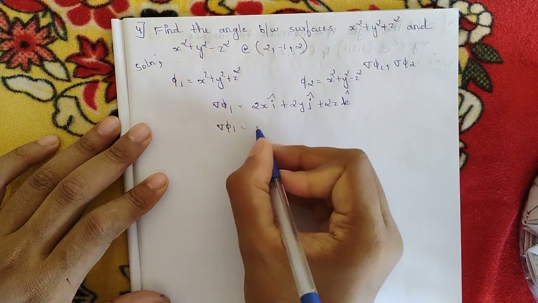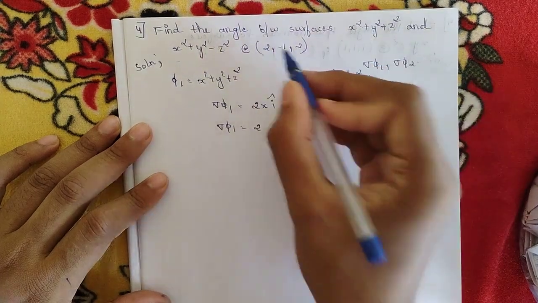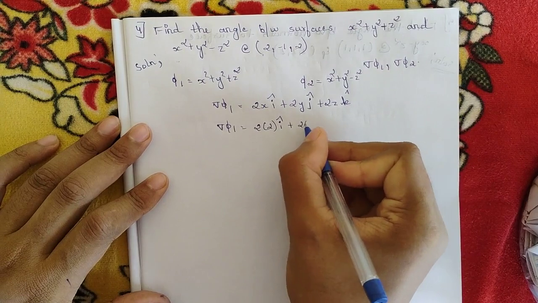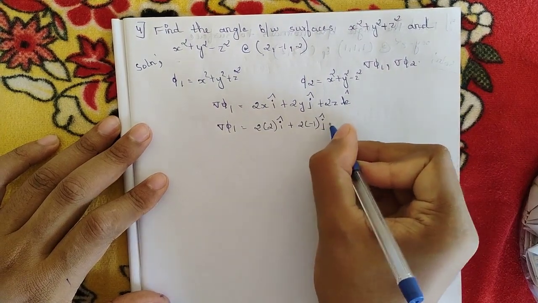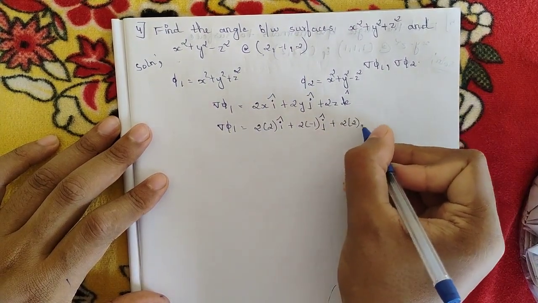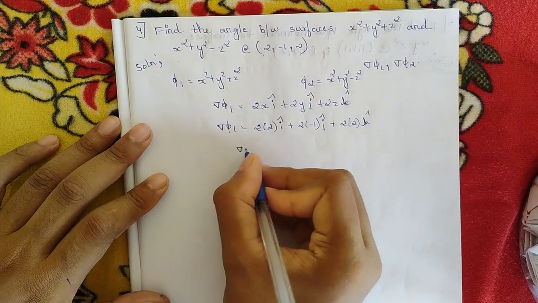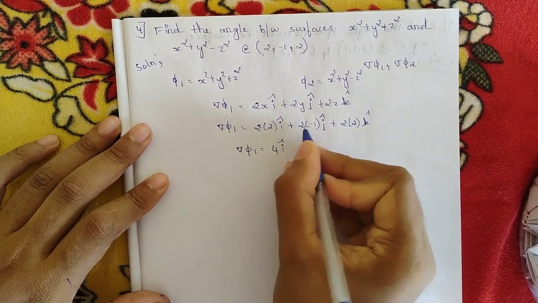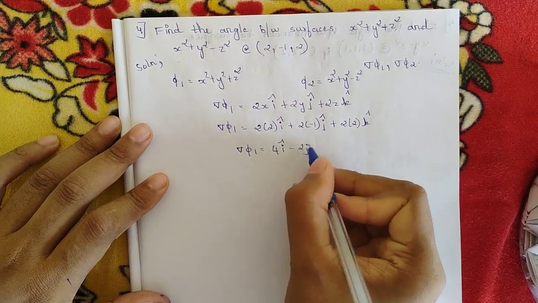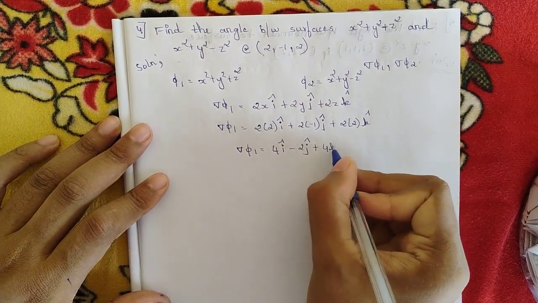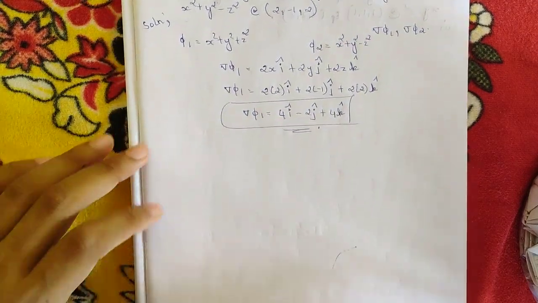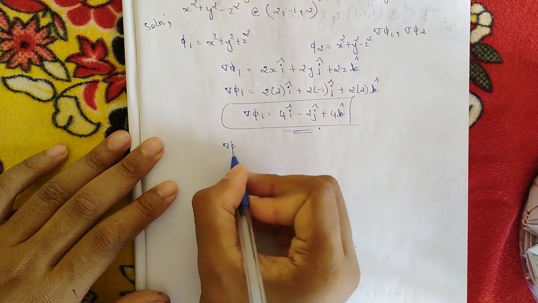Now substitute the value of x, y, z. So value of x is 2 into 2 i cap plus 2 into -1 j cap plus 2 into 2 k cap. So final answer of del phi 1 is equal to 2 2s are 4, 2 1s are 2, so minus 2 j cap plus 4 k cap. So this is the answer of del phi 1.